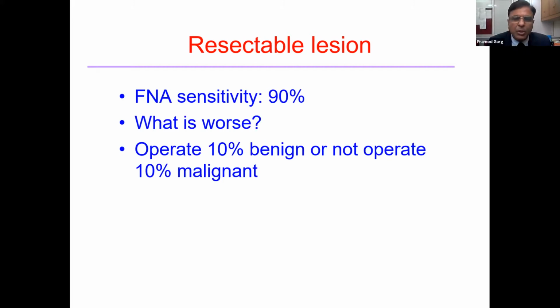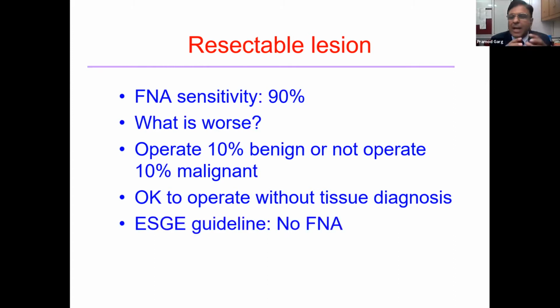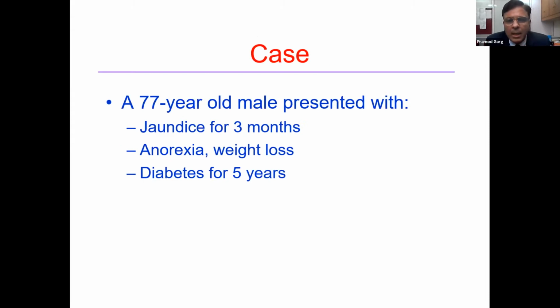So if you base your decision on FNA alone, then you are likely to miss 10% of patients who have malignant disease. So overall, it would be okay to operate on patients without a diagnosis. And that is what many of these guidelines, including ESG guidelines, have shown: that if you do not plan, for example, a neoadjuvant chemotherapy, there is no reason to do FNA before you proceed for surgery. In a resectable lesion, of course. This is very important to understand.